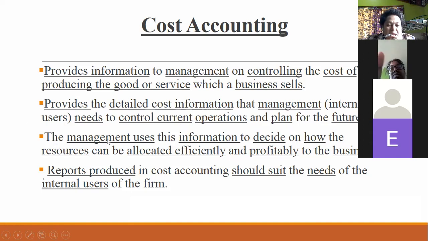Furthermore, the management uses this information to decide on how the resources can be allocated efficiently and profitably to the business. And lastly, the reports produced in cost accounting should suit the needs of the internal users of the firm.